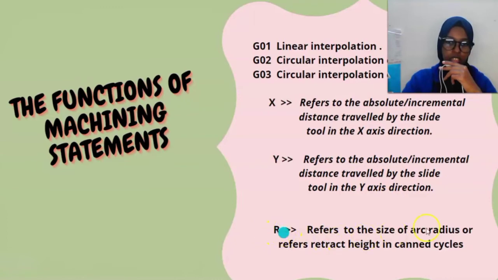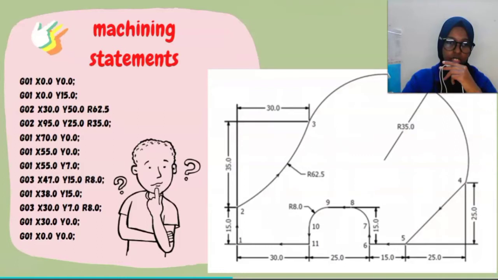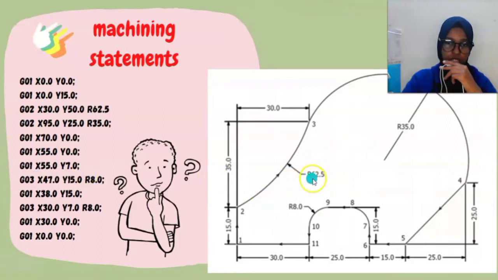And R is the radius of the arc radius of this image. Like for example, this is the radius of 62.5. So that's all. Thank you.